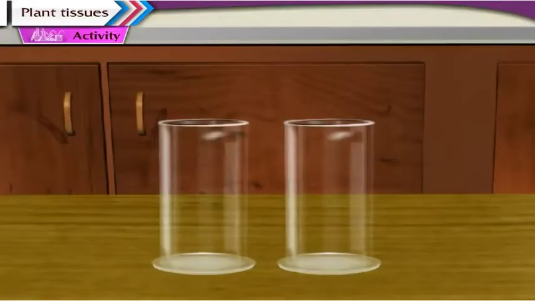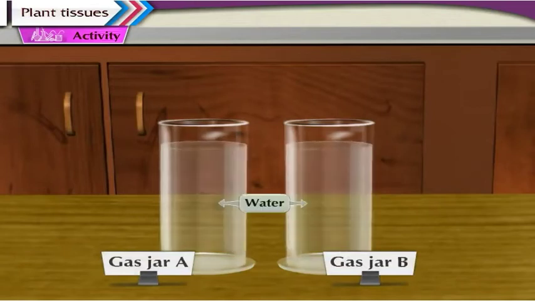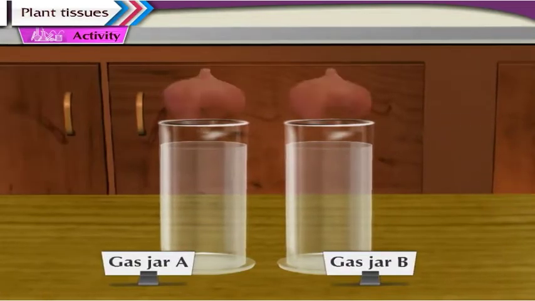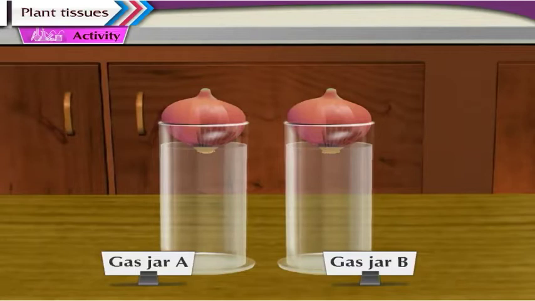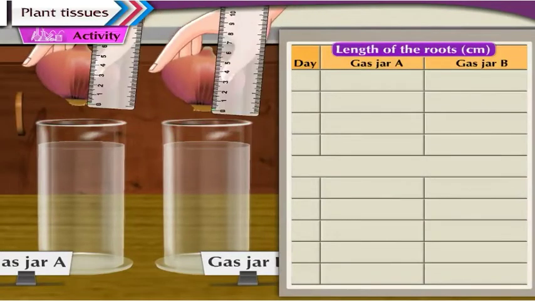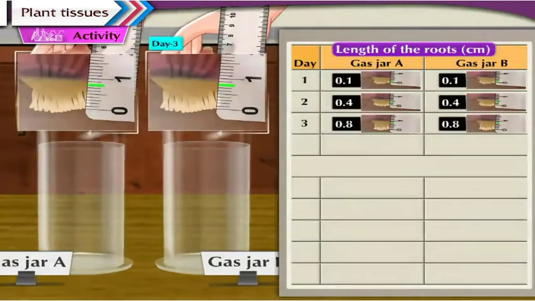Activity. Take two small gas jars, label them as A and B, and then fill them with water. Now take two onion bulbs and place one on each jar such that the lower portion of the onion bulb is immersed in water. Observe the growth of the roots in both the bulbs every day. Measure the length of the roots on day 1st, 2nd, and 3rd and note it down in the observation table.